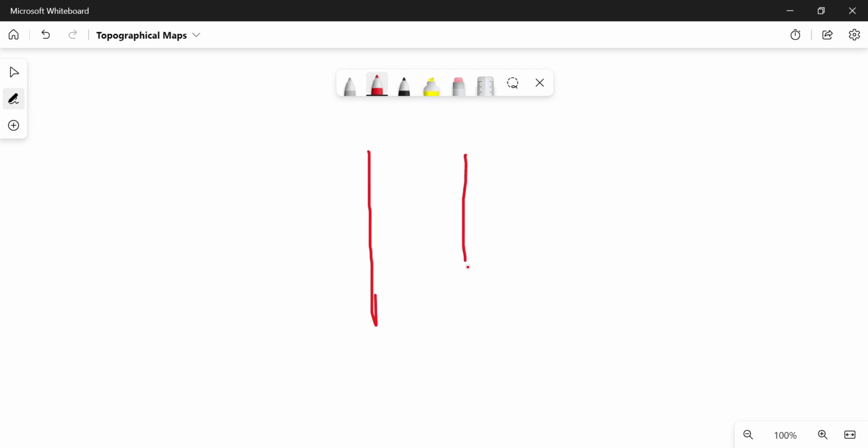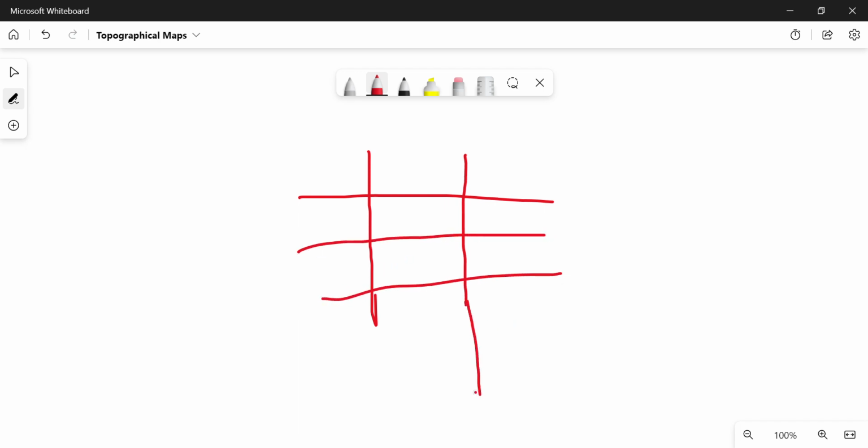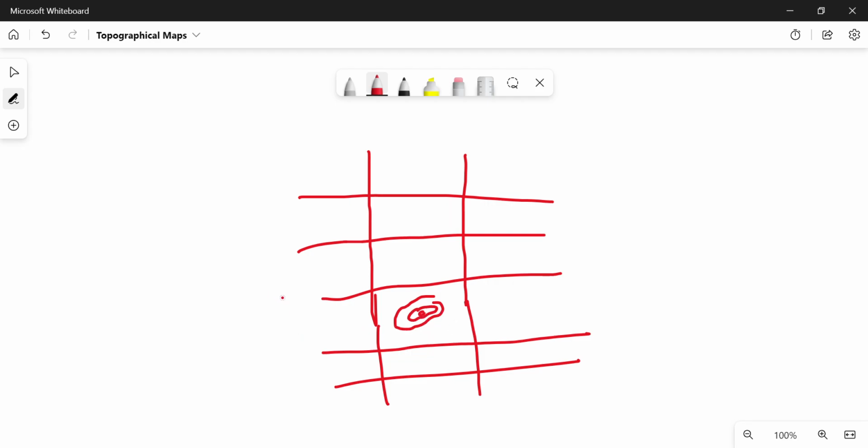So these are the lines. This is the grid square, and over here is a mountain. A mountain is denoted like this. So for example, this is 42 and 43, and 62, 63. Now where is it located?